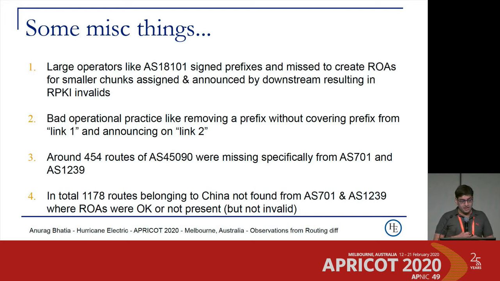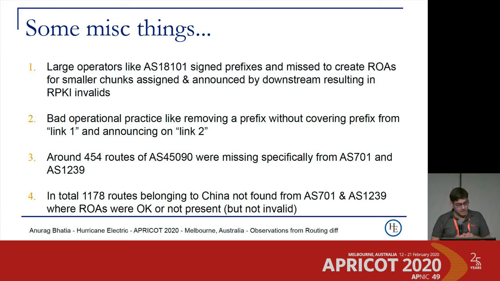so they are missing from various networks who are filtering. Then bad operational practices, like I was saying, in the case of one specific network from the South Asian region, they were probably moving lots of prefixes from one link to another link without having a covering link. And that was causing the convergence issues in this data.